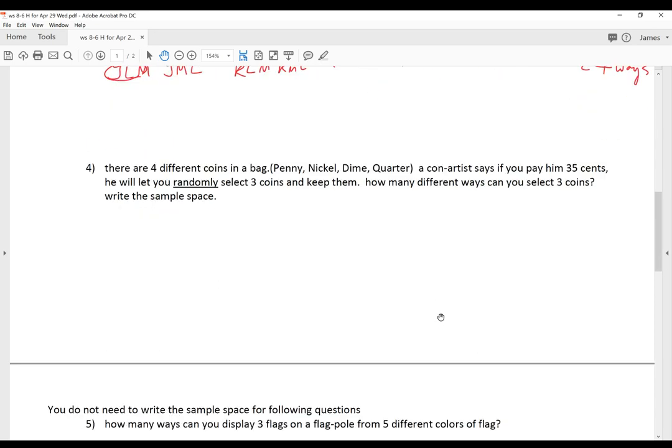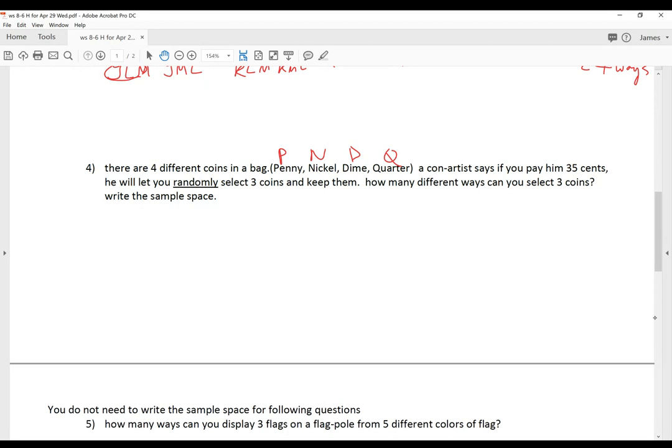There are 4 different coins: penny, nickel, dime, and quarter. If a con artist says you pay 35 cents, and you randomly select any 3 coins, you could keep those 3 coins. Of course, he keeps the 35 cents. But if you win a quarter and a dime and a nickel, then yay, you're the winner. But if you pick a quarter and a penny and a nickel, then you're a loser. So how many different ways can you select 3 coins?